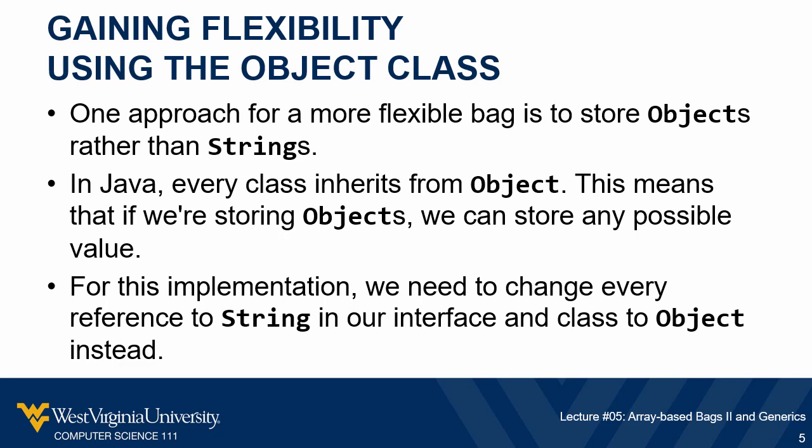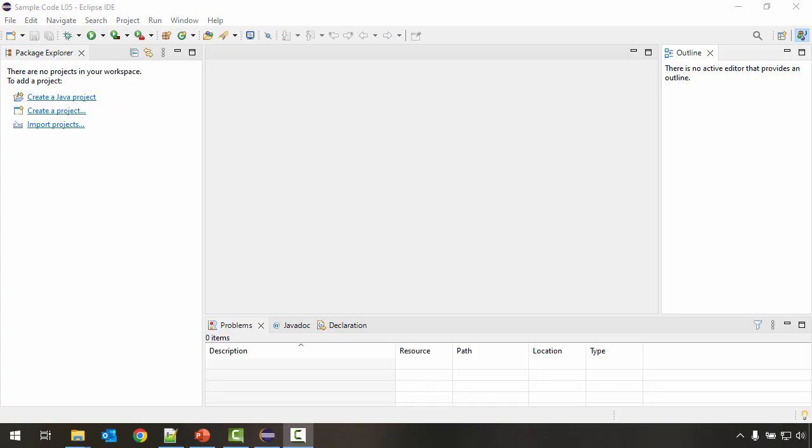Converting things from working with strings to working with objects is actually a pretty straightforward process. We basically just need to swap out type references in our code. So to do that, we're going to head over to Eclipse and work through an example.